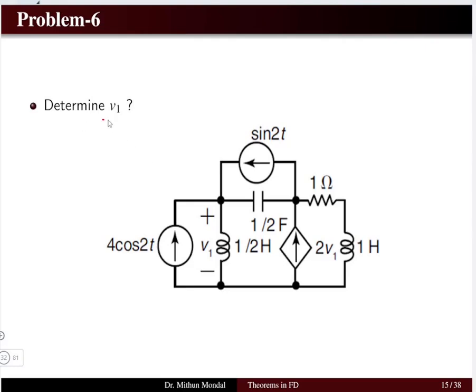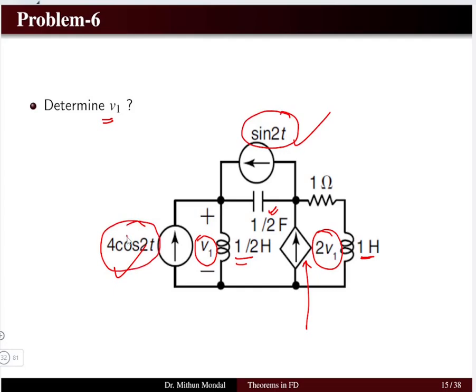We have to determine the potential V1. So let us see how to determine the potential V1. Potential V1 is across the inductor of half Henry. We have a capacitor of half farad and there is a dependent current source whose magnitude is 2V1. We have an inductor of 1 Henry and there are two independent current sources. So here we have sin 2t and here we have 4 cos 2t. So we have a cosine function and a sine function, and we also have a dependent current source.